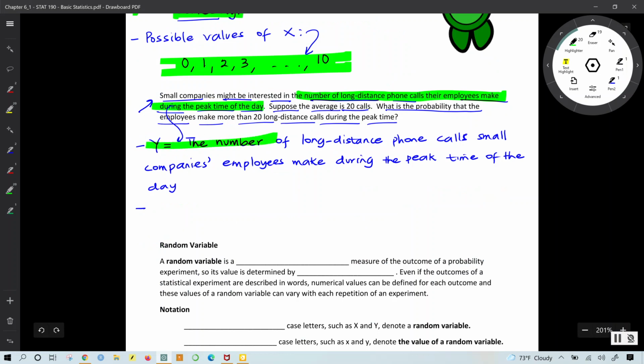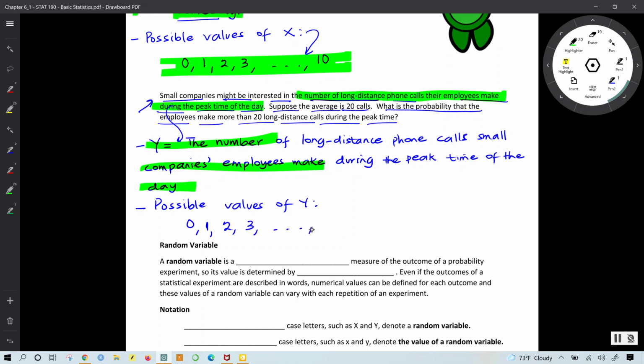Having defined what our y is, the next item of interest would be the possible values of y. The worst case scenario, it could be 0 calls during the peak time of the day. It could be 1, it could be 2, it could be 3, and it could continue. Notice in this case that these could continue forever, infinitely. There is no upper cap in this case. This is also actually accounting for a count variable.